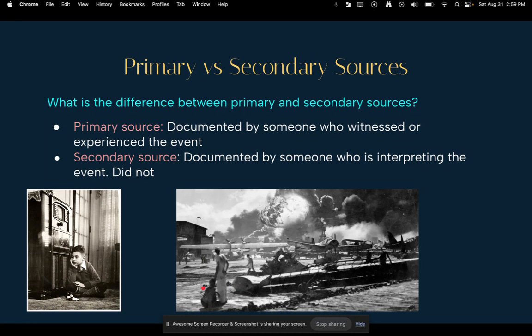A secondary source would be like this kid who's listening to the radio. So that news broadcaster is telling this kid about Pearl Harbor. But the thing is, that newscaster was not there on the ground when Pearl Harbor happened. So that would be considered a secondary source because that newscaster did not experience the event himself.